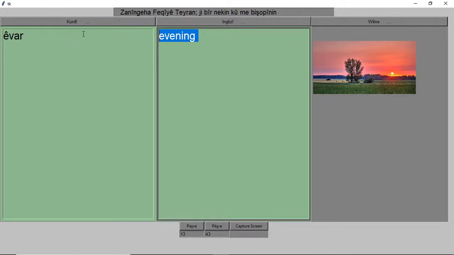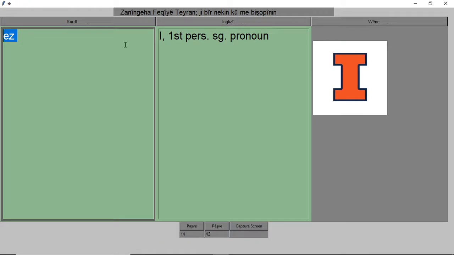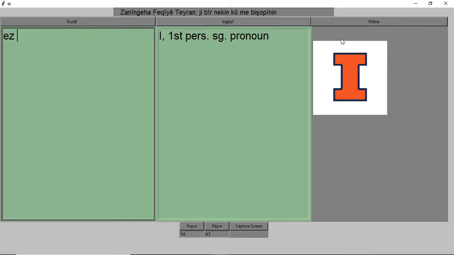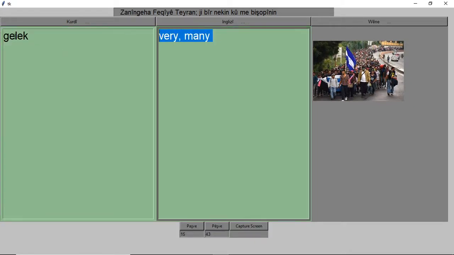Evar, evening. In the evening, if you eat something, how do we say that? It is shif. If you eat something, this is shif. It is the time you eat shif, which is dinner. As, the first person pronoun, it is I, and it became like a song. And as means I, as I already mentioned two slides ago. Galak means very many, a lot.